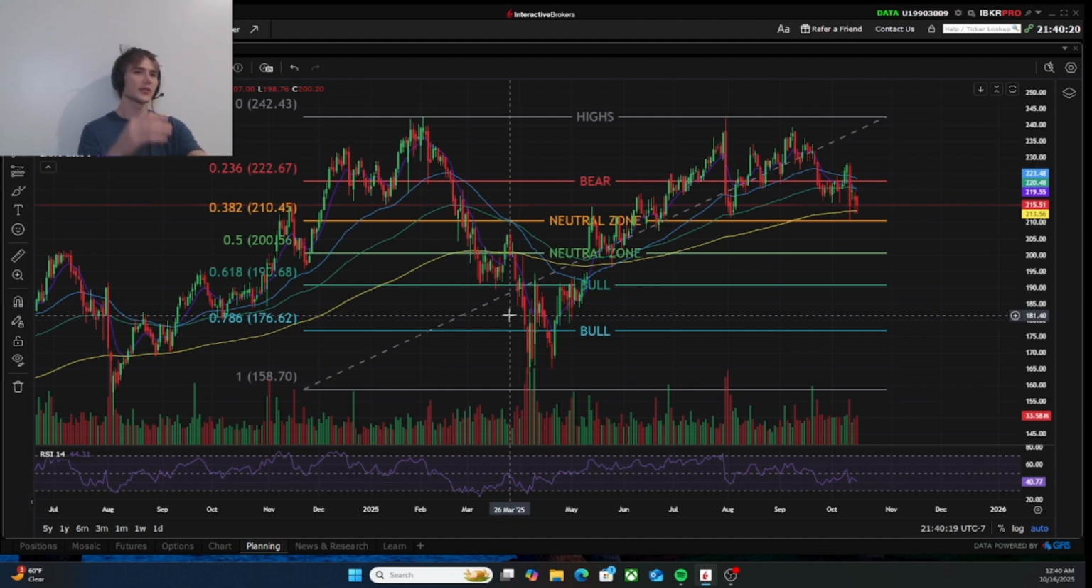When 2 or 3 signals overlap in the same zone, that's where the high probability setups are and when I like to enter. So that's essentially Fibonacci retracement explained simply and used the correct way. It's not about predicting the future, it's about reading structure and reacting to it.